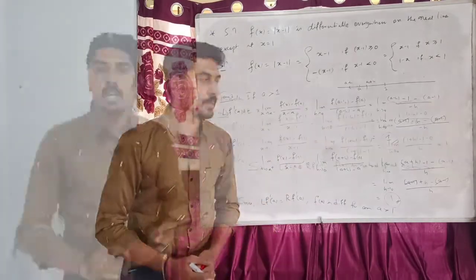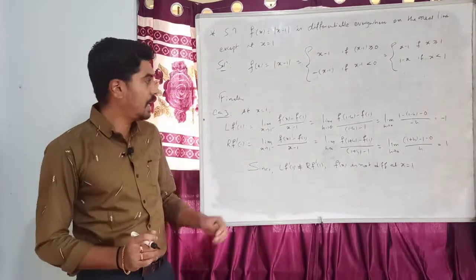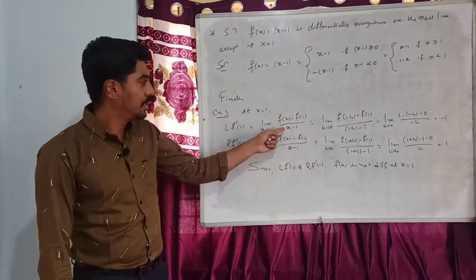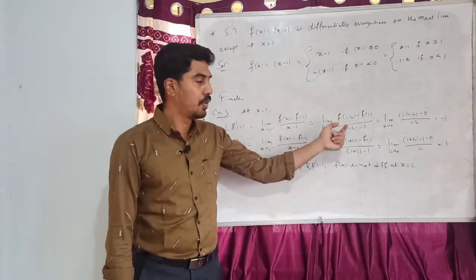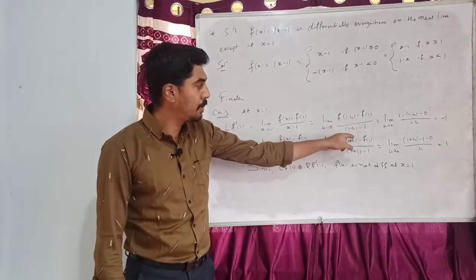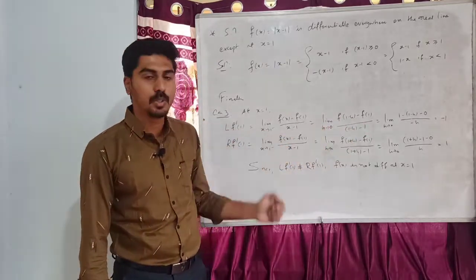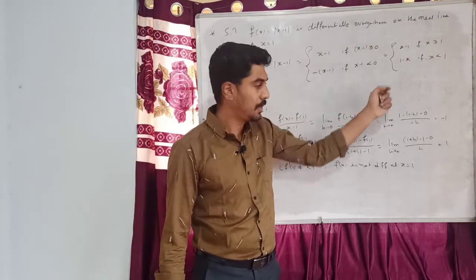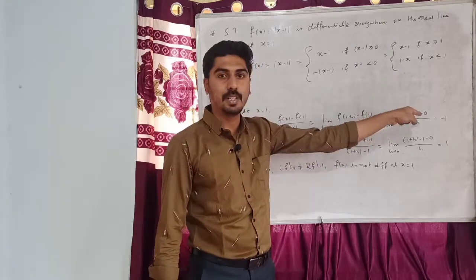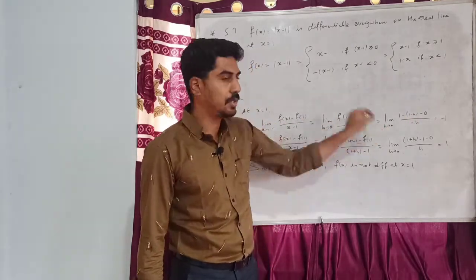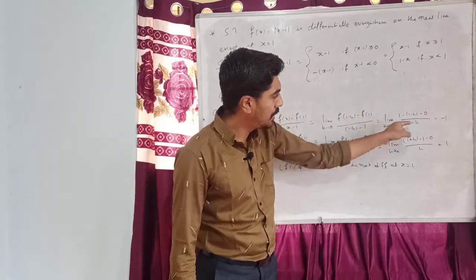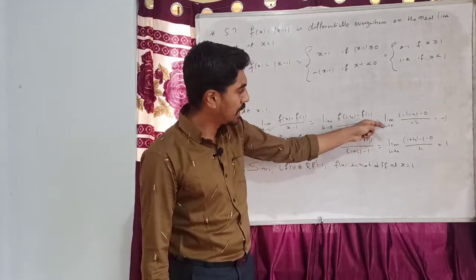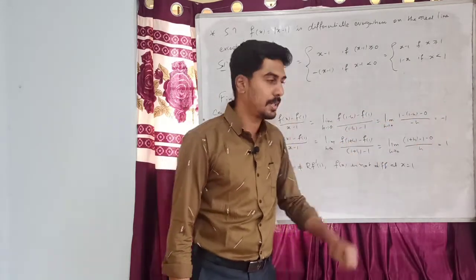Finally, we shall check the differentiability at x equal to 1. First, let us find the left hand derivative, which is equal to the limit of f of 1 minus h minus f of 1, divided by 1 minus h minus 1, as h tends to 0. Since 1 minus h is less than 1, the function is defined as 1 minus x. So this will be equal to 1 minus of 1 minus h, divided by minus h, as h tends to 0. Here 1 and 1 get cancelled, minus into minus is plus, so h by minus h will be equal to minus 1. So I get the limit of minus 1 is equal to minus 1.